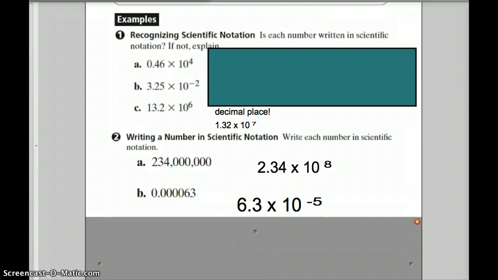Go ahead and try the next 3 questions in the quick check. When you think you've got an answer, press start and check your work.